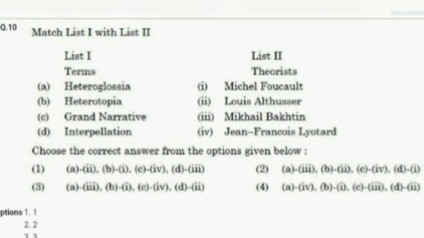In the next question, we are supposed to match certain terms with the theorists who have coined them. We are given heteroglossia, heterotopia, grand narrative and interpellation. And as theorists, we have Foucault, Althusser, Mikhail Bakhtin and Lyotard.